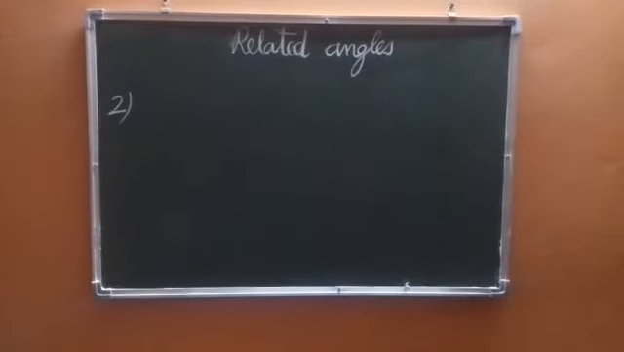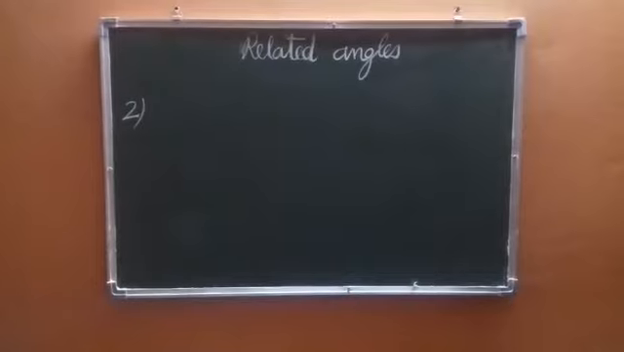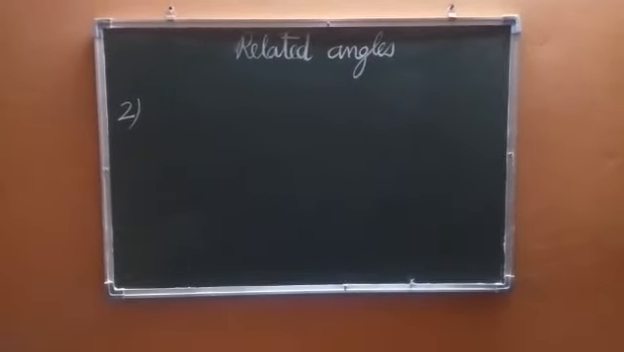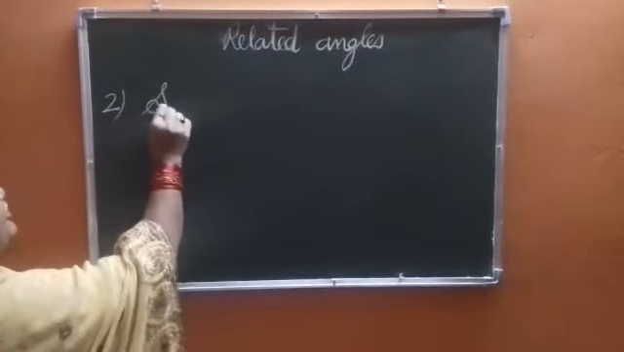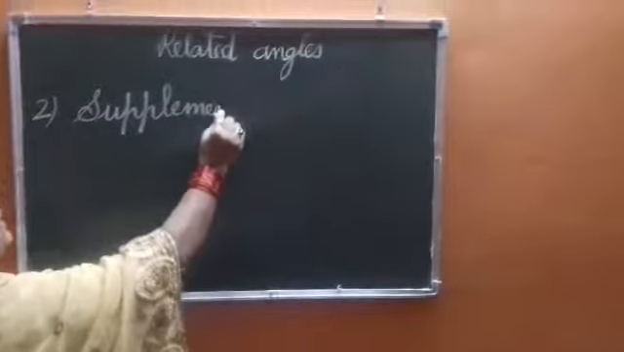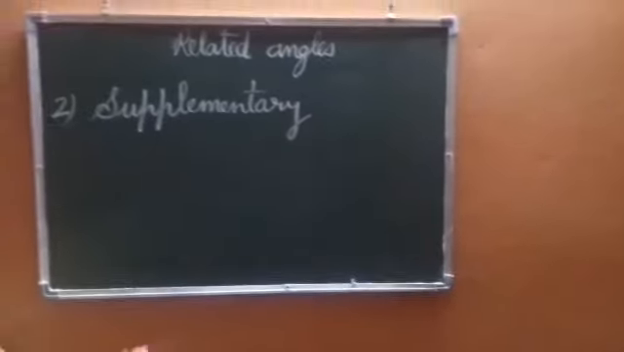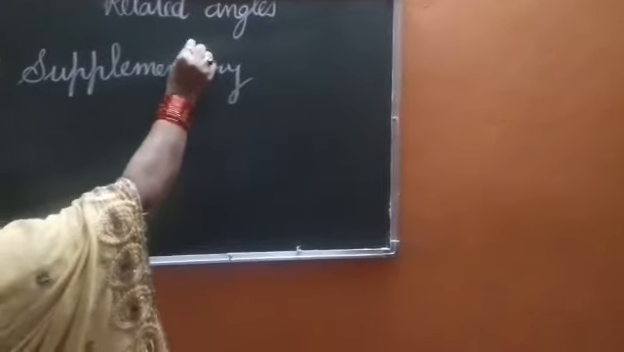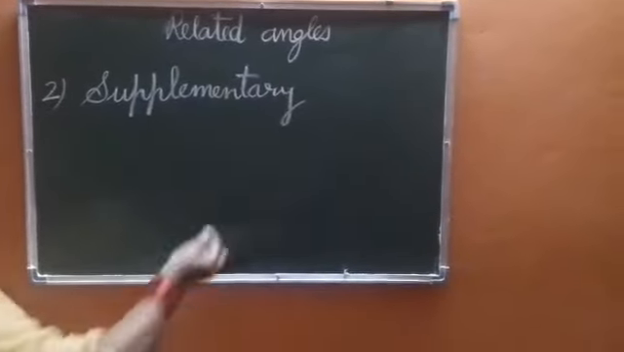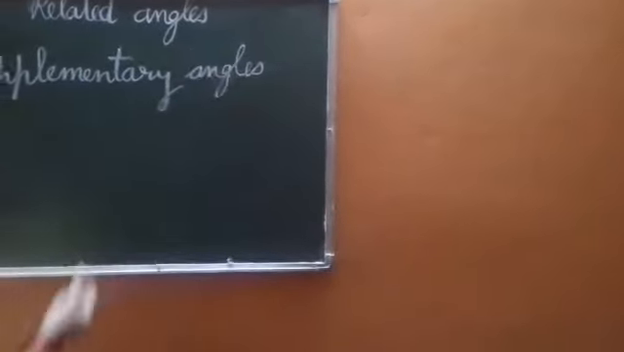Children, now moving to the next topic in the same sequence of related angles, we come to another type of angles, which is supplementary angles. In the previous video, we had studied complementary angles. Complementary angles are two angles whose sum is equal to 90 degrees. Now in this video we will be studying supplementary angles.